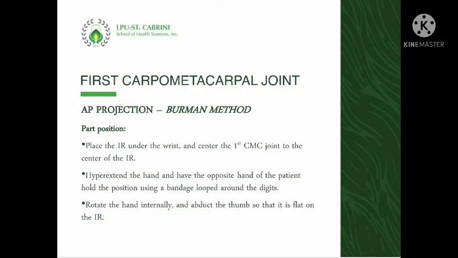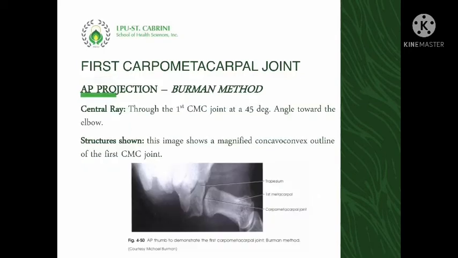After hyperextension of the hand, rotate it internally and abduct the thumb so that it will be placed flat on the IR. The Burman method has a 45-degree central ray angulation towards the elbow through the first CMC joint. This radiograph will show a magnified concavo-convex outline of the first CMC joint.